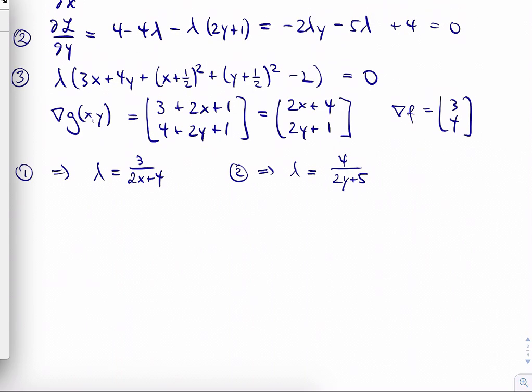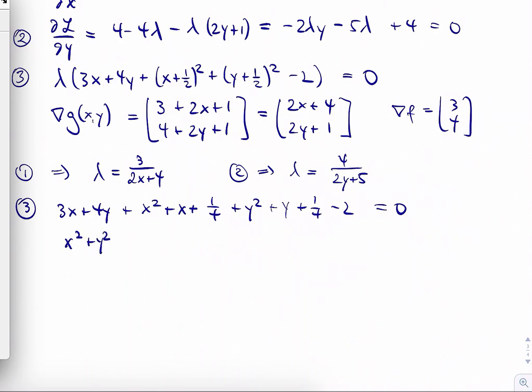So what I'm doing is I again use the constraint and just multiply the whole thing out, I guess. Yeah, just what is this? This is 3x plus 4y plus x squared plus x plus 1/4 plus y squared plus y plus 1/4 minus 2 be equal to 0. So this is x squared plus y squared plus 4x plus 5y minus 3/2 equal to 0.